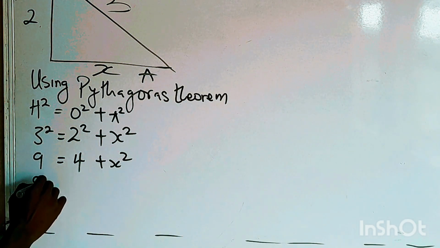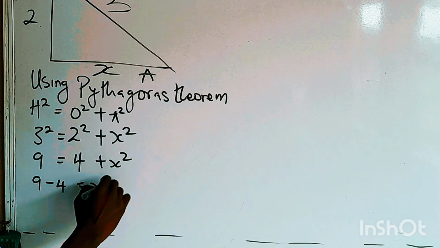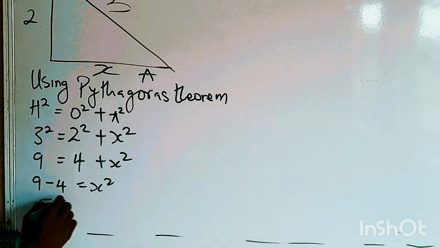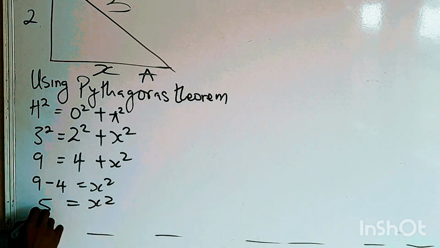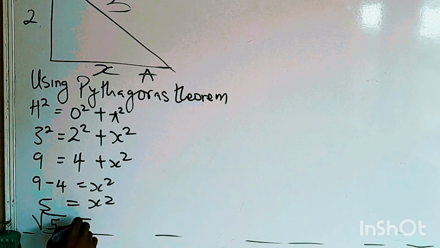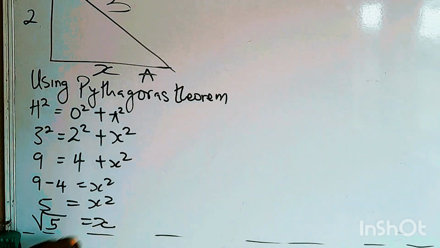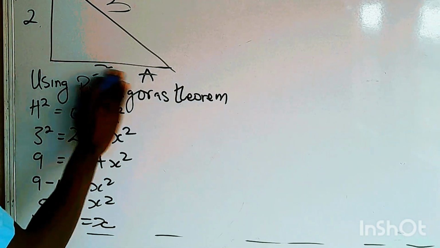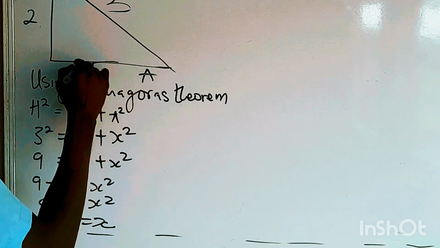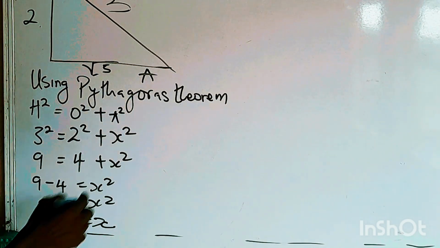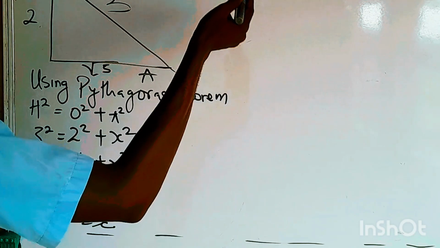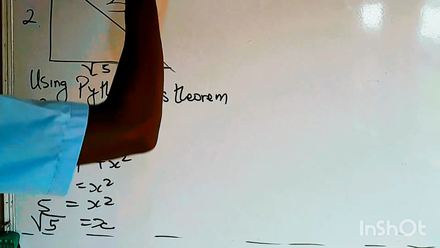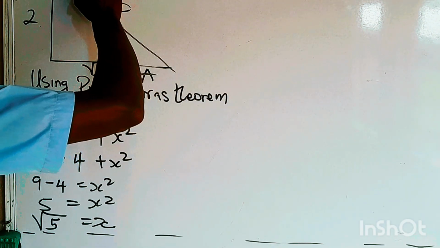Now take this here, you have 9 minus 4 equals x squared. Then take away this from this, you have 5 equals x squared. So finally, we are going to have the square root of 5 equals x. So we've already obtained the value of this one to be square root of 5. So with respect to that, the next thing we are going to do now is we now solve this problem that you are given in this place.